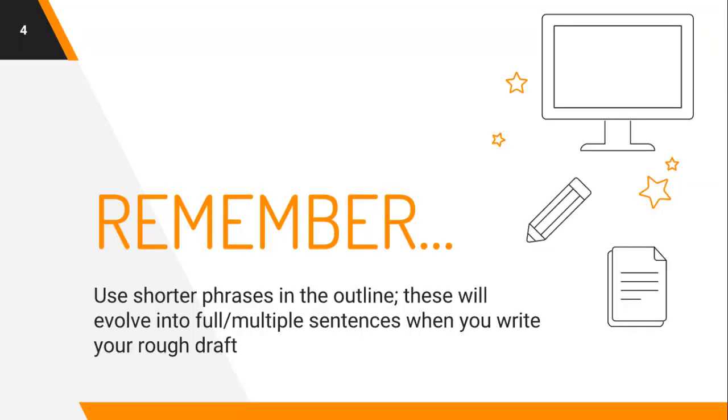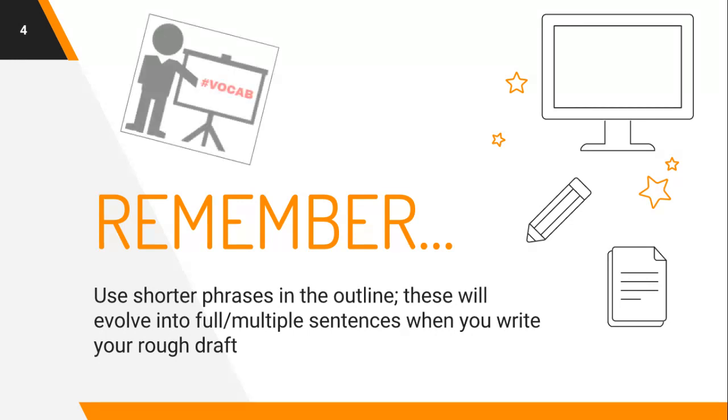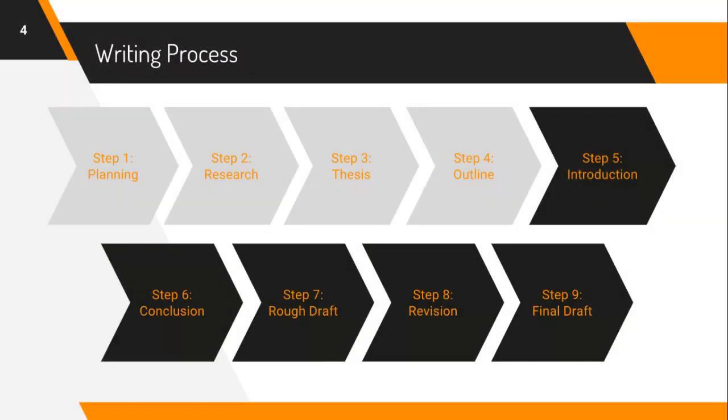So always remember that when you're writing an outline, you just need to use short phrases. And then when you finish your outline and sit down to write your rough draft, you are going to make these phrases evolve into full or multiple sentences so that you get those pieces in your outline and then you expand upon them when you're writing your rough draft. So just keep this in mind. You don't need to write full sentences when you're writing your outline.